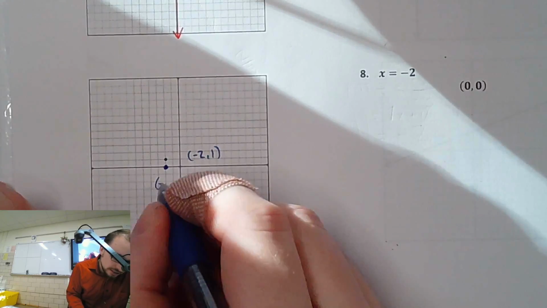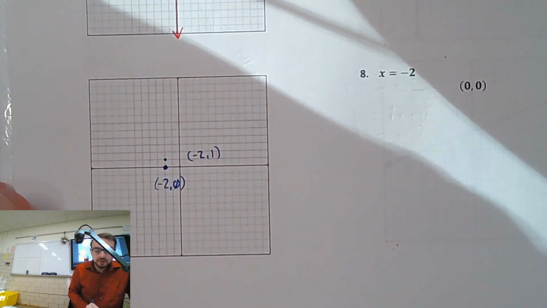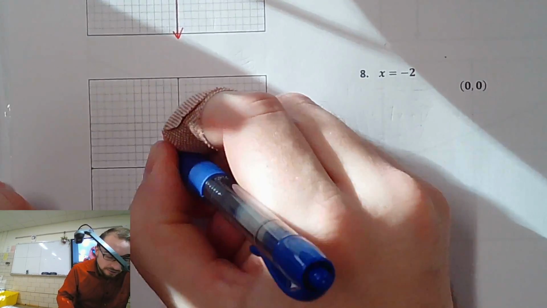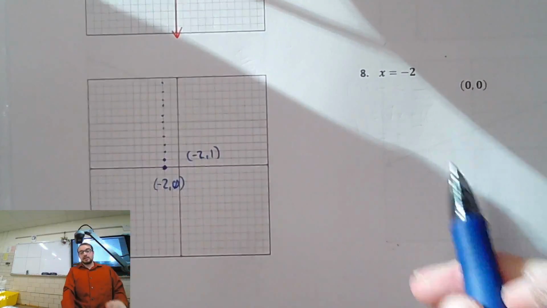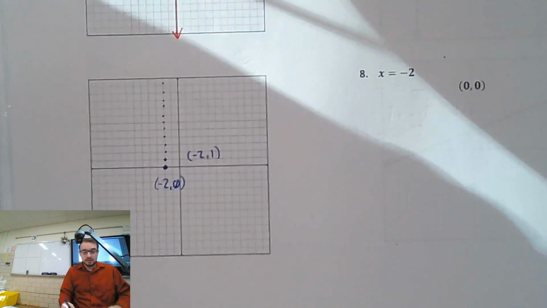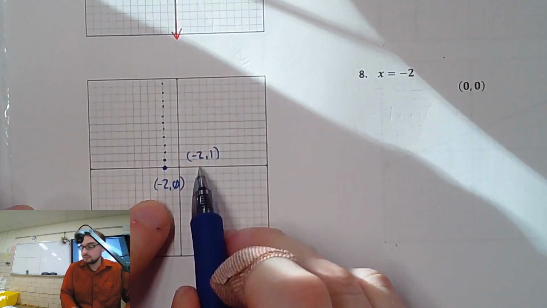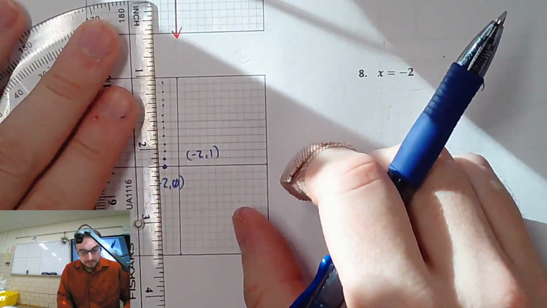This coordinate right here is -2 comma 0. Do you see how they're both -2 for the x value? We want a line where all of the points have -2 for their x value. Their y value doesn't say anything about, right? It could be any of them. But their x value has to be -2. Okay, so that's this line.